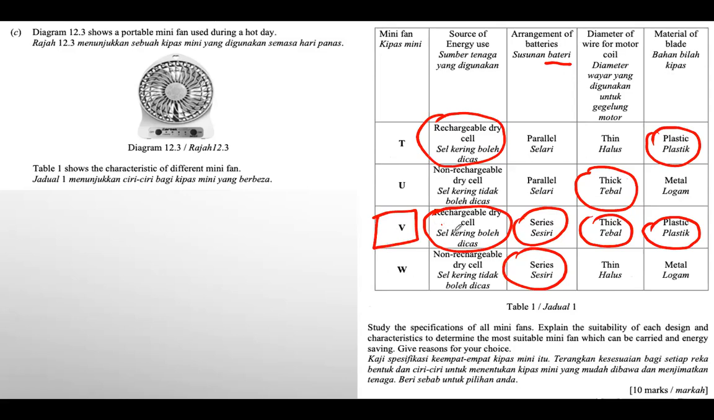Most of the time, you will find there is one option where all four are circled. Sometimes it's three out of four. It doesn't fulfill all the requirements. This has happened before in SPM. Three are circled, one is not correct, but we still use that one. The one with the most circles is the best choice.